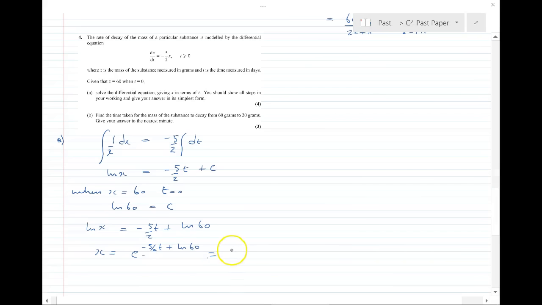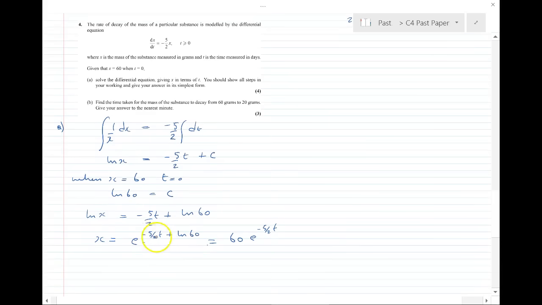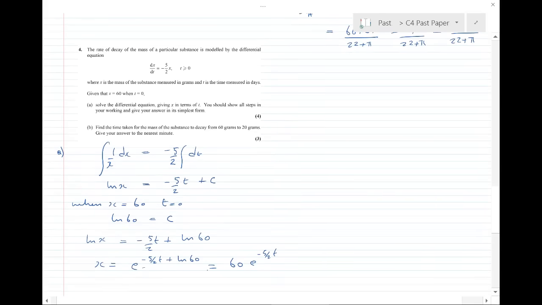That actually comes to 60 e to the minus 5 over 2t, because we're using the rules of indices here, because that there is e to the minus 5 over 2t times by e to the ln 60, and e to the ln 60 is a self-inverse, and that equals 60. So that's part A done.